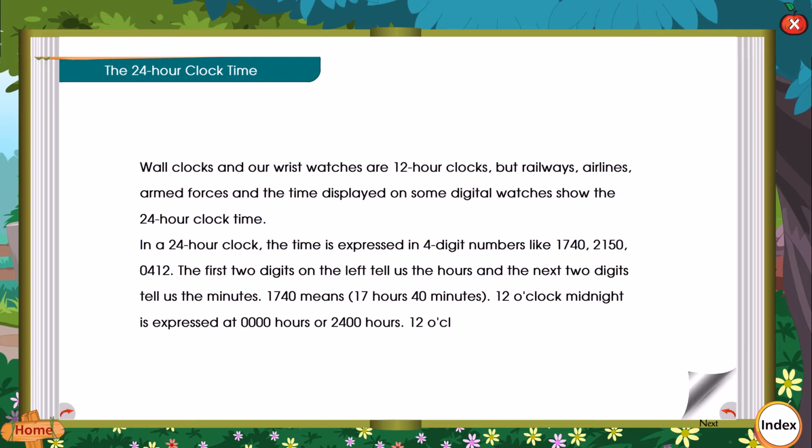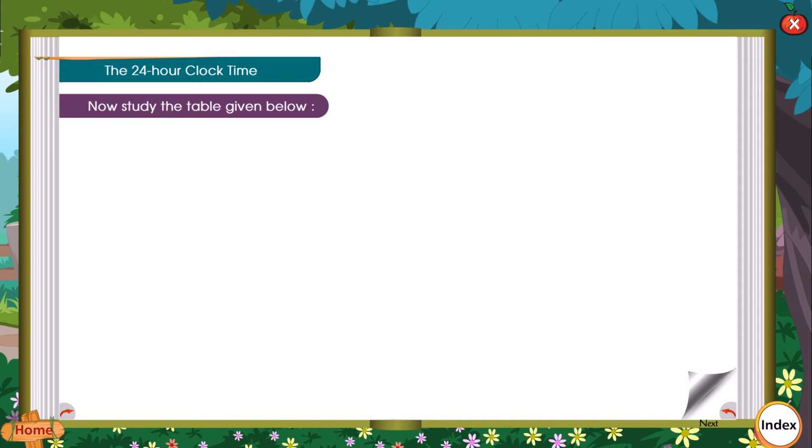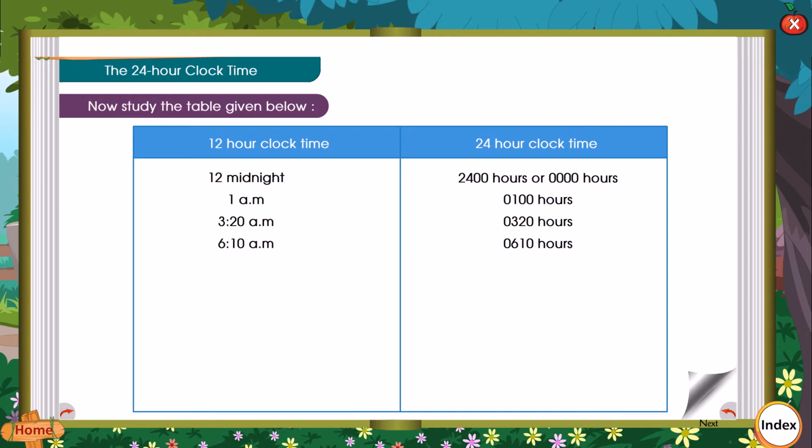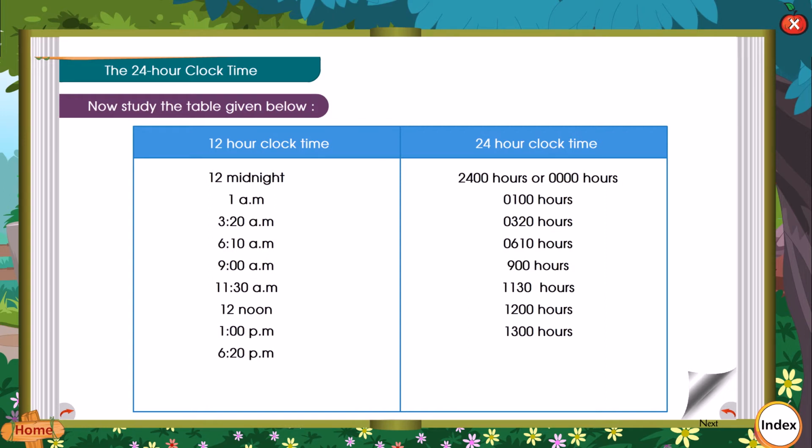12 o'clock noon is shown as 12 hours. Now study the table given below. 12-hour clock time, 24-hour clock time: 12 midnight, 24 hours or 0 hours; 1 a.m., 1 hours; 3:20 a.m., 3:20 hours; 6:10 a.m., 6:10 hours; 9 a.m., 9 hours; 11:30 a.m., 11:30 hours; 12 noon, 12 hours; 1 p.m., 13 hours; 6:20 p.m., 18:20 hours; 9:50 p.m., 21:50 hours; 11:40 p.m., 23:40 hours.